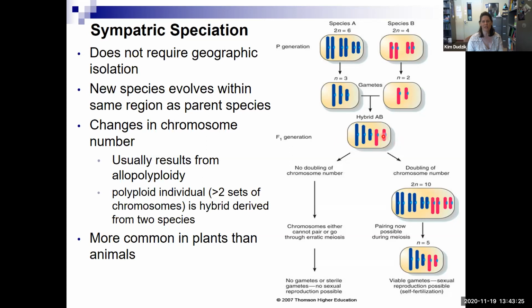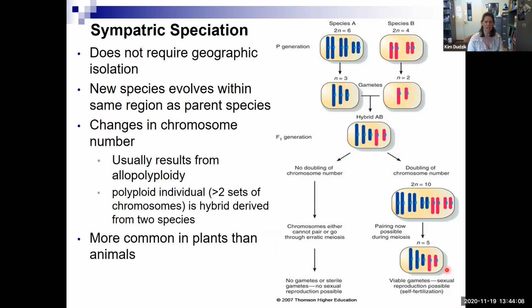So in the regular mitotic division, when they double their chromosome number, now you've got a diploid number of 10, and that can produce haploid gametes. But now this gamete has 5 chromosomes, whereas the parents had 3 or 2. So that can work. This can happen usually through self-fertilization. Remember, some plants can self-fertilize. If it doesn't double, then the chromosomes don't pair up, meiosis doesn't work correctly, and you just don't have viable gametes.